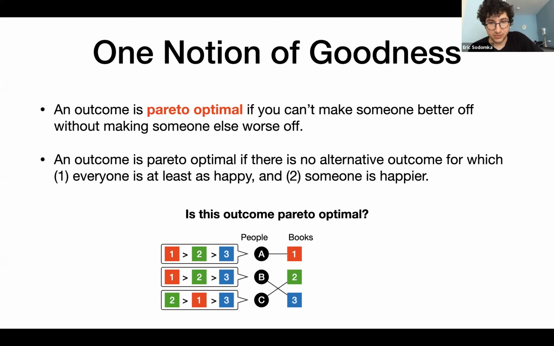And so then the question is, what about C? A is already getting what they want. B can't get something that they prefer more without making A worse off. And then C, maybe this was just obvious, C also can't be made any happier because they're already getting their favorite book. So as Nagiri said, we can't make anyone happier no matter the change of options. So it's Pareto optimal. Good.